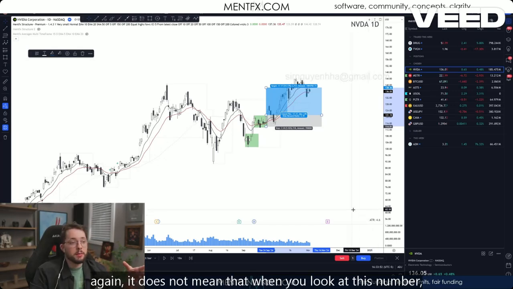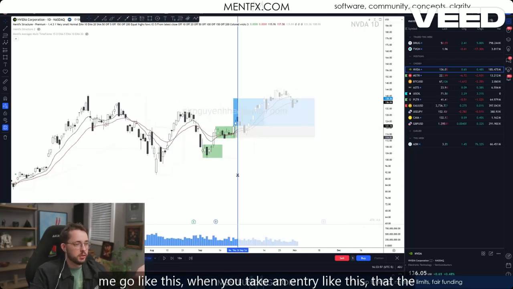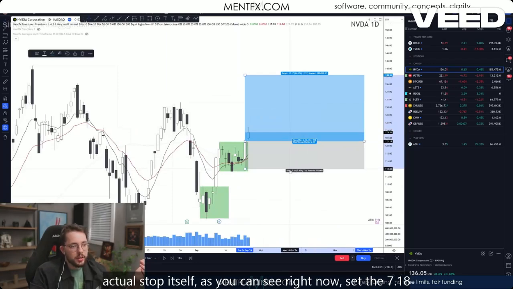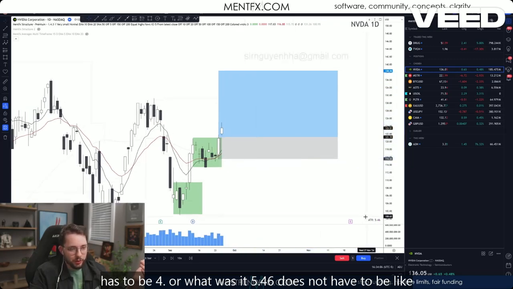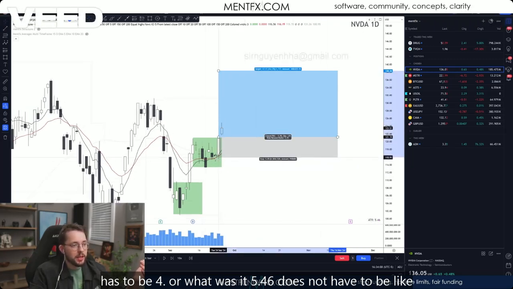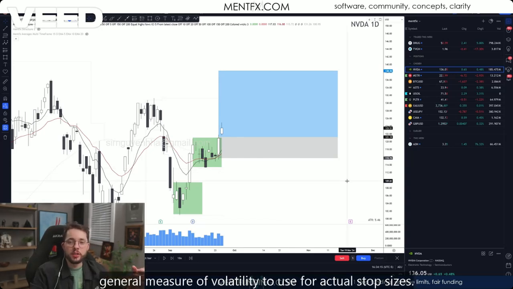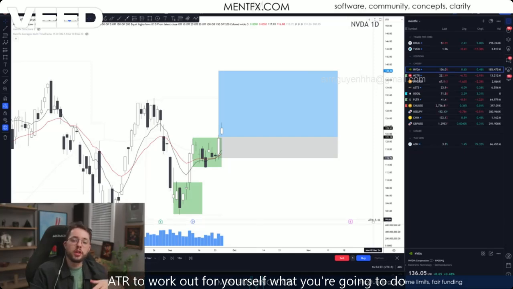Now, again, it does not mean that when you look at this number and you see 4.6, and you take an entry like this, that the actual stop itself, which you can see right now is at the 7.18, has to be 5.46. It does not have to be like this. When I say that we use an ATR to give ourselves a general measure of volatility to use for our actual sizes, what I mean is that you can use any multiple of this ATR to work out for yourself what you're going to do consistently over your time as a trader.